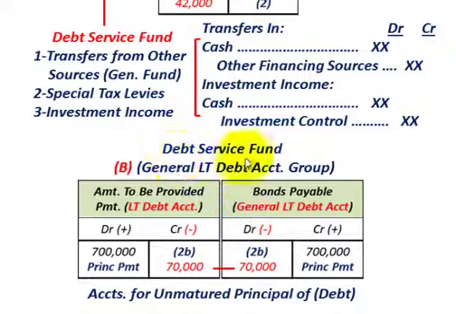But just remember, in your debt service fund, you have to keep track under this general long-term debt account group, and that's where you keep track of the unmatured principal of the debt. Okay, so that'll summarize our topic.